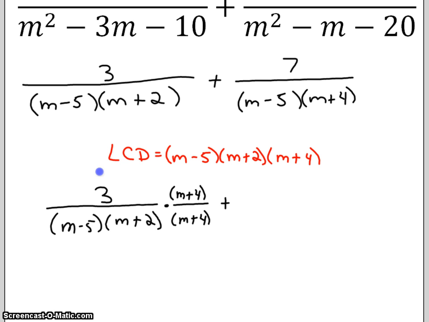Now bring down the plus sign. Bring down the other fraction. Notice this one is missing the m plus 2 factor.